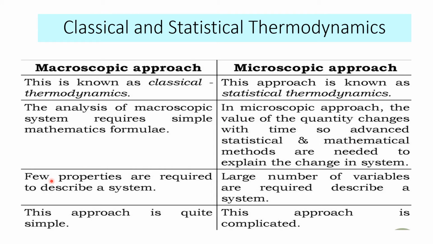Here in this macroscopic approach, very few properties are required to describe a system. But in the microscopic approach, a very large number of variables are required to describe a system. And this macroscopic approach is quite simple, but the microscopic approach is complicated.